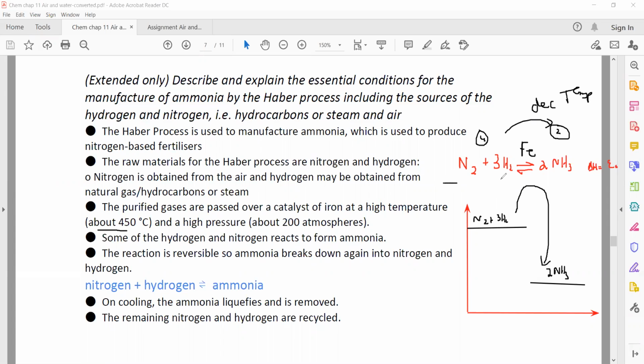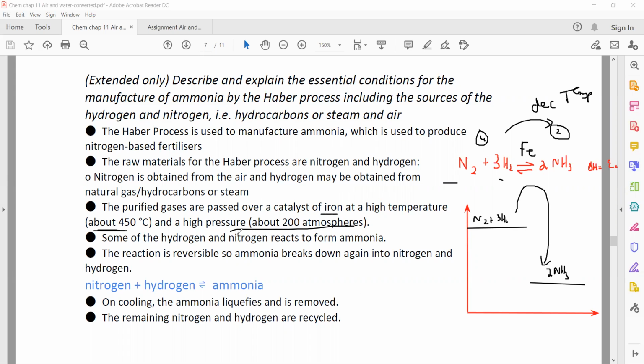From where do we get this nitrogen and hydrogen? Nitrogen we get by fractional distillation of air, and hydrogen by cracking of hydrocarbons. So the raw materials of the Haber process are nitrogen and hydrogen. Nitrogen is obtained from air and hydrogen from natural gas, hydrocarbons, or steam. Then we purify the gases and pass them over an iron catalyst at around 450 degrees centigrade and about 200 atmospheric pressure, which is a very high pressure.